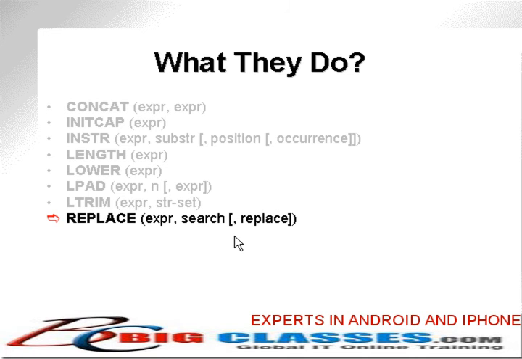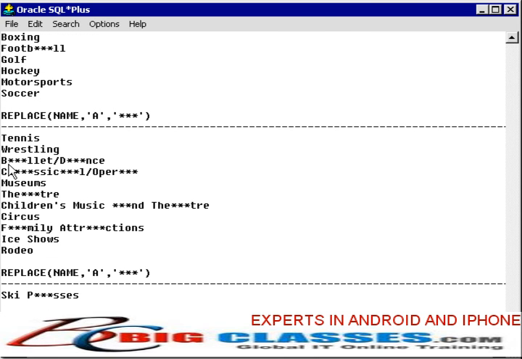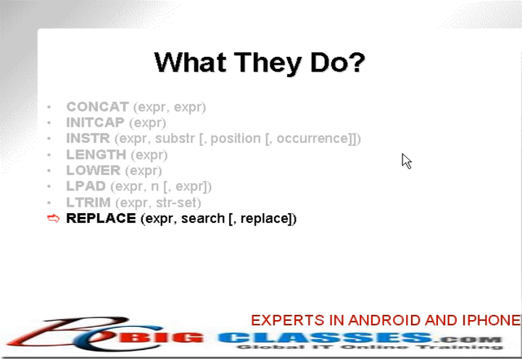Replace. Replace can be used to replace search patterns or strings within other strings. Here's a simple example of replace. All we're going to do is find the letter A in the name column from the category table and replace it with 3 asterisks. So, ballet, dance would be replaced with ballet with 3 asterisks included within the word. Classical opera, theatre, etc.